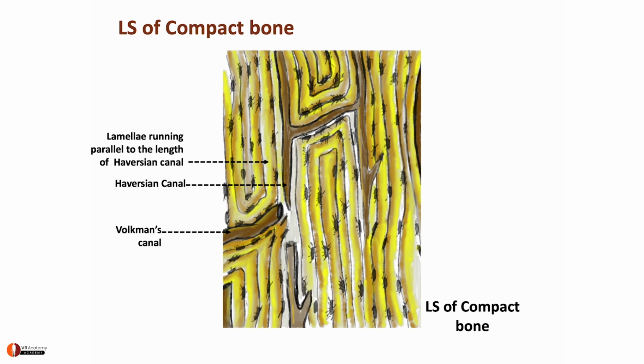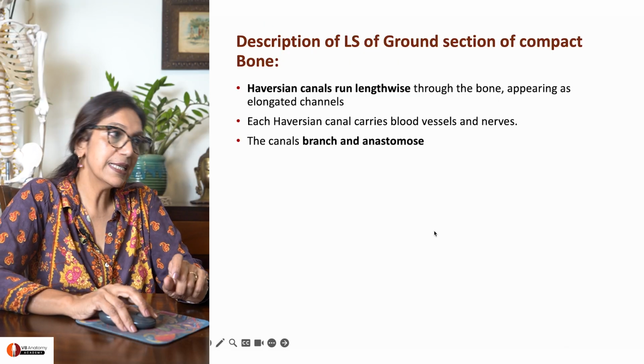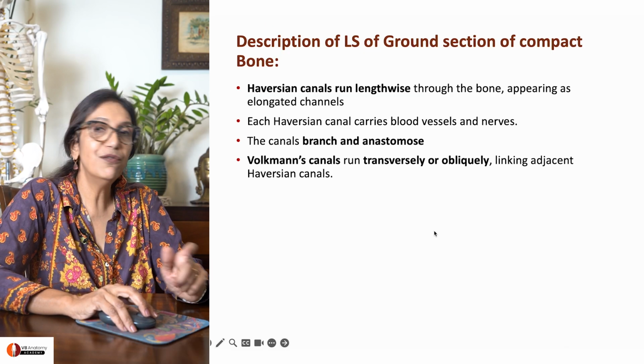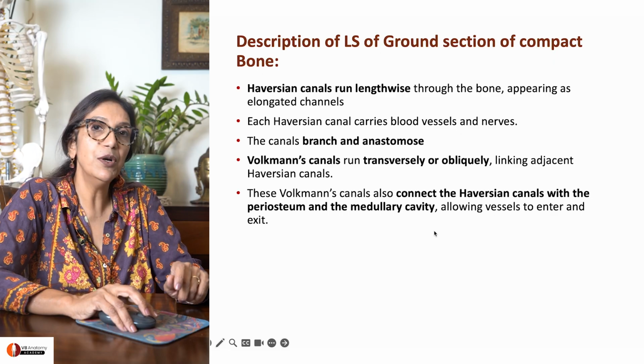It's a V, but you call it as a Folkman. Okay, it's called as a Folkman's canal. Folkman's canals are often found obliquely, connecting the Haversian canals to each other. Okay. The Haversian canals can branch and anastomose. Folkman's canals will be connecting them to each other.